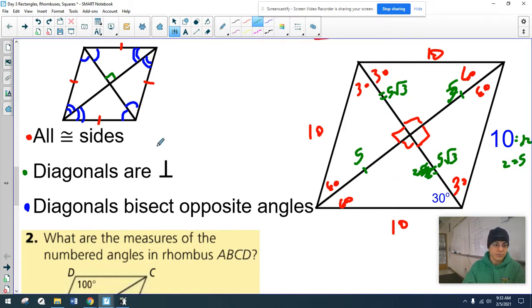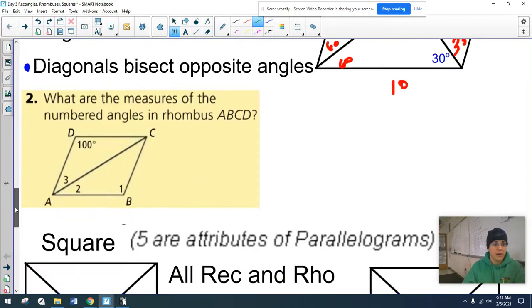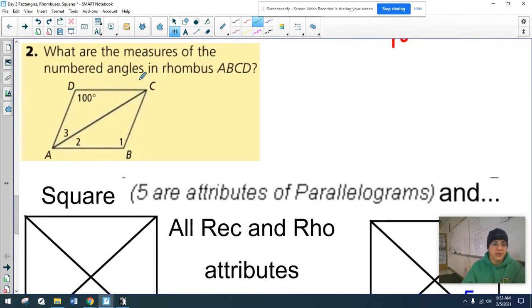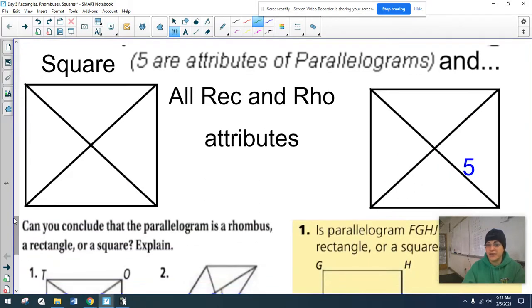Okay? So other problems, measures of the numbered angles in the rhombus. So opposites are equal because it's a parallelogram. And then if this is 100, that makes this 80 because consecutives add up to 180. And since it's a rhombus, this cuts it in half. So these would be 40. Okay. I didn't give a lot of examples because a lot of them are the same.